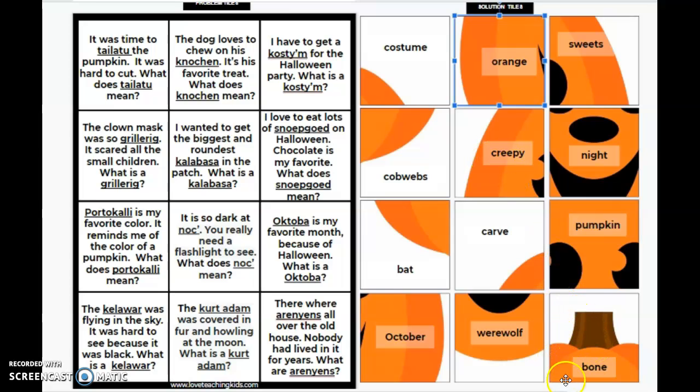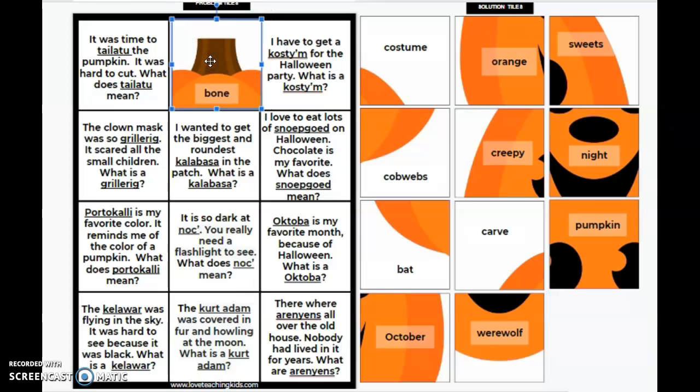We are going to take that word and plug it in before we move it, just to make sure that our sentence makes sense. So, the dog loves to chew on his bone. It's his favorite treat. Does that make sense? Yes, it does. So, we are going to drag that box over, and there is the first piece of your puzzle.